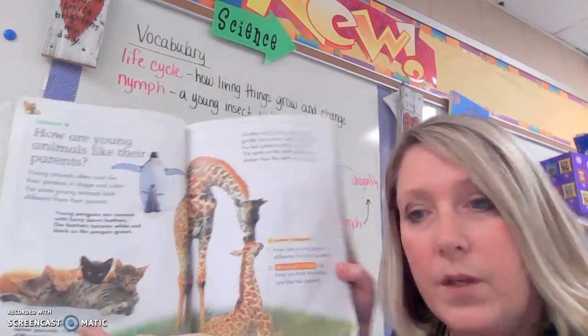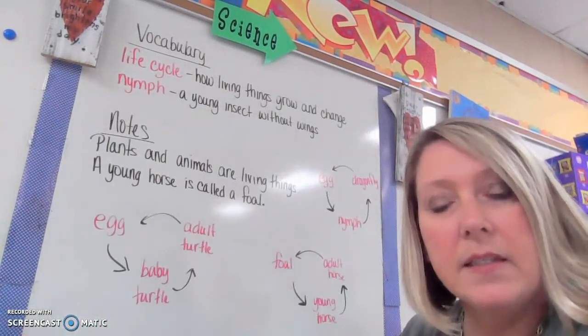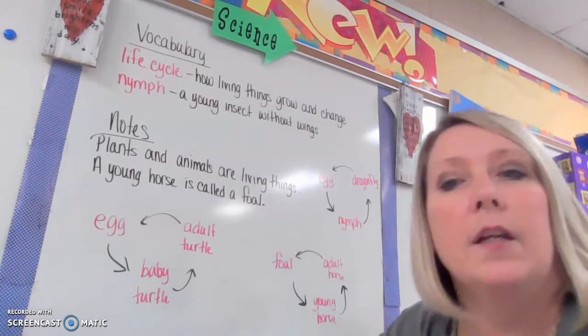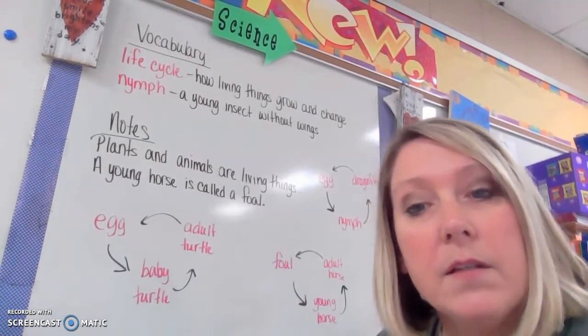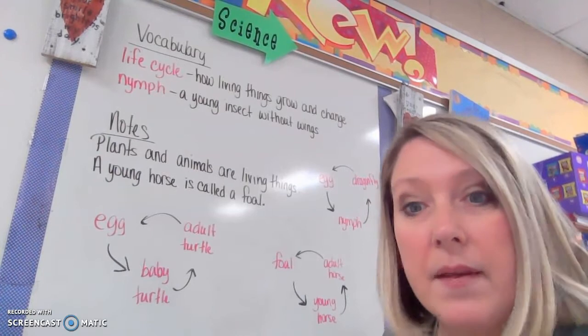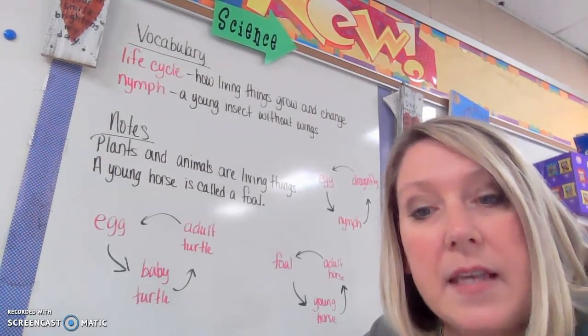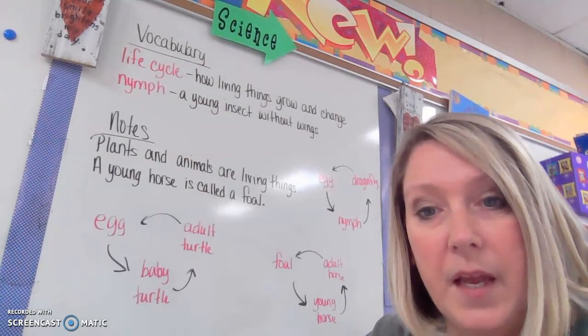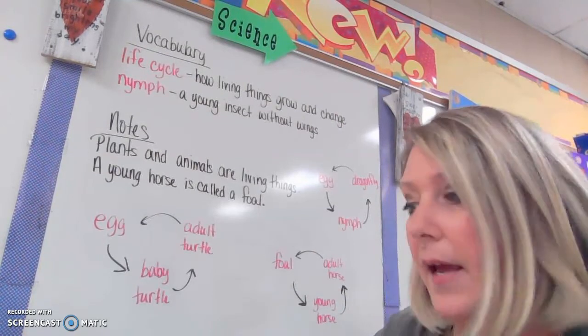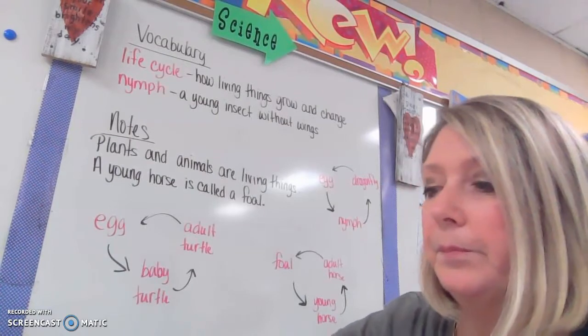So think about that when you've seen kittens and puppies. You may have some that are the same color and some that are a different color. They all may be the same color. They all may be a different color, but they all have the same shape. Good job, guys. Let's look at your worksheet.